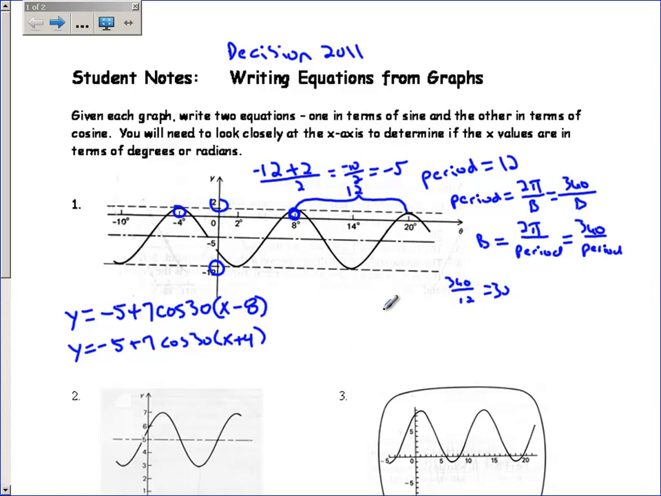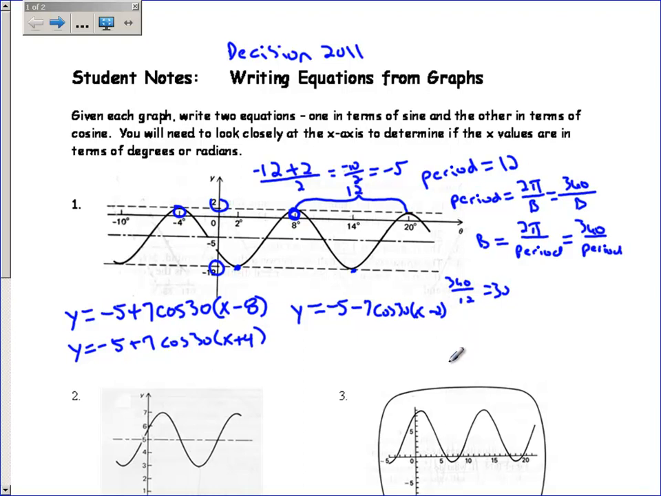Now I'm going to talk to those people that might have wanted a negative cosine graph. If you wanted a negative cosine graph, you would focus your eyes at one of these little troughs here. So let's focus our eyes on the trough below the 2. The negative 5 doesn't change for anybody. Neither does the 7. However, if you're going to start a cosine at a trough, you're going to need to call it a negative cosine. So this would be negative 5 minus 7 cosine of 30, and then the phase shift of over 2 would be x minus 2. So I've taken care of a lot of cosine people there.